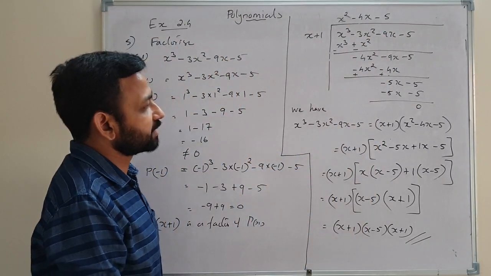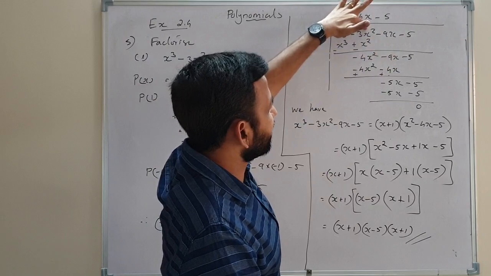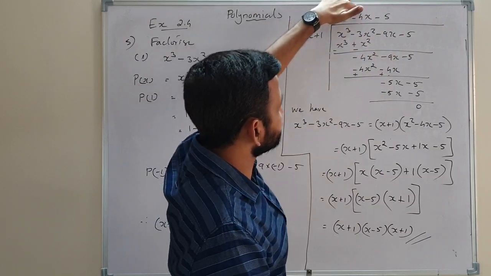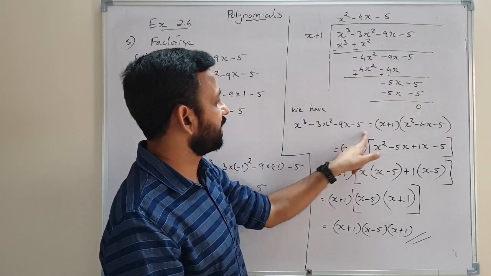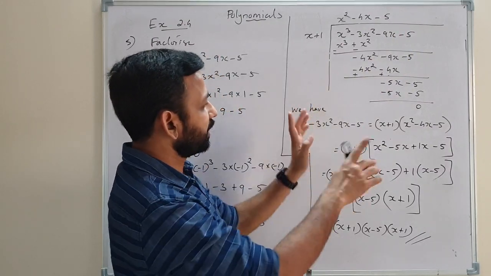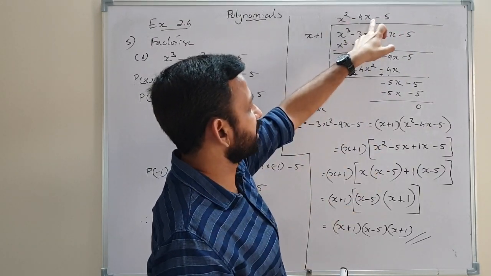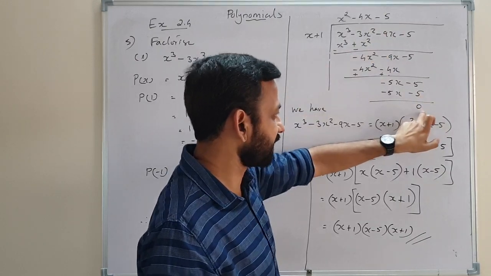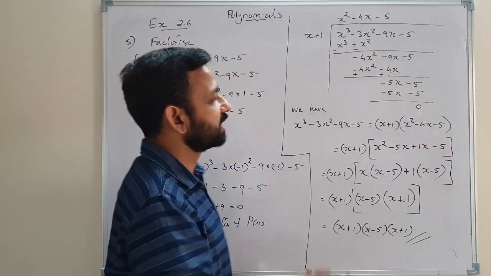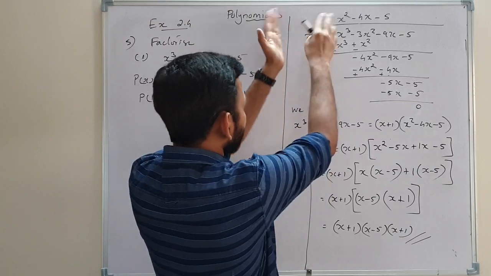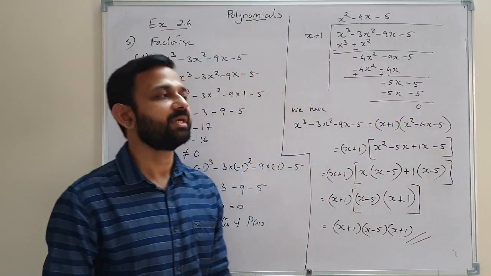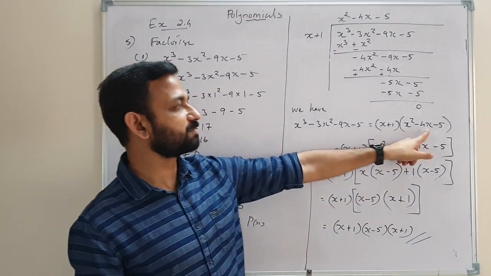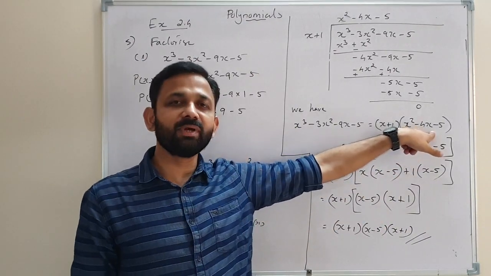Now we can apply the division rule. Division rule is dividend equal to divisor into quotient plus remainder. So the dividend, this polynomial, equals divisor x plus 1 into quotient x square minus 4x minus 5 plus remainder, that is plus 0, no need to write. And the important thing is, this is a binomial, keep it in a bracket. That is a trinomial, keep it in a bracket. Now the second expression is a quadratic polynomial.